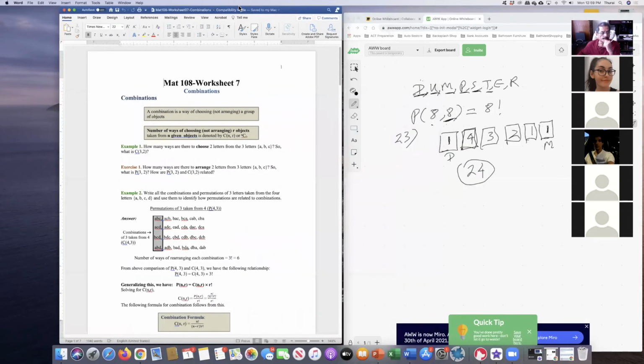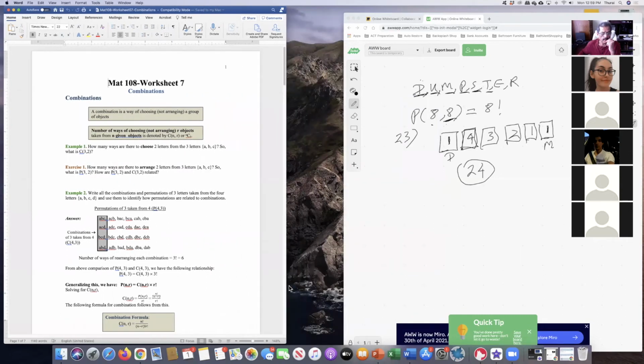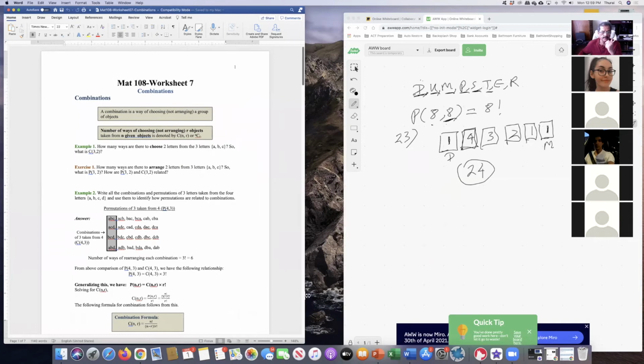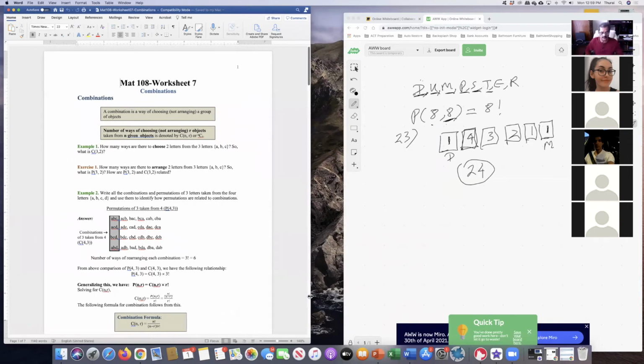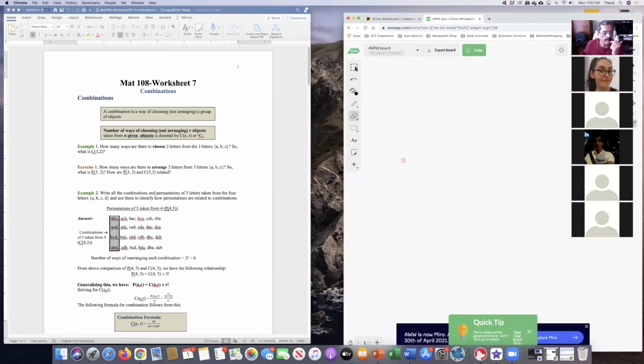So let's see. The permutation is the count of rearrangements. Now we are going to see what combination means. Let me clear the board. A combination means the number of ways of choosing, not arranging, just how many ways are there to choose. For example, the very first example I have here says if you need to choose 2 from 3. So there are 3 objects given.